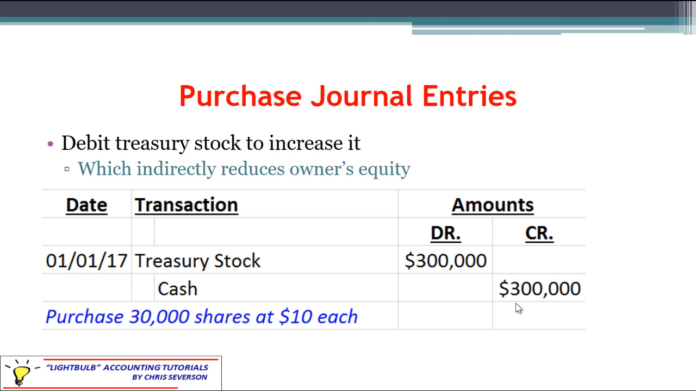So let's take a look at some purchase journal entries. Again, treasury stock has a normal debit balance, so we increase it with a debit. If we're buying back 30,000 shares of treasury stock at $10 each, we would debit treasury stock for 300,000, credit cash for 300,000, and we show that we've paid for this in cash, and we now have a debit balance in treasury stock, which reduces overall owner's equity.